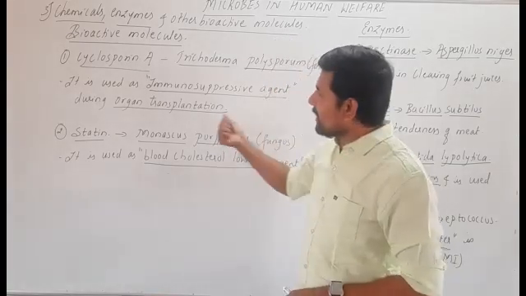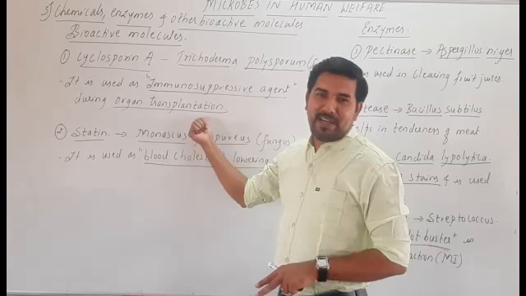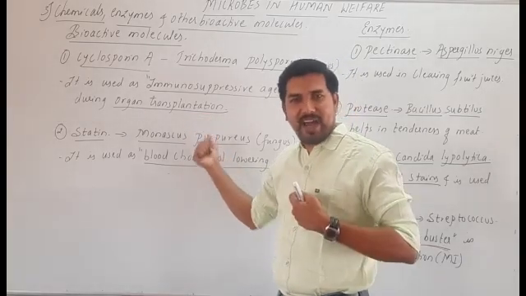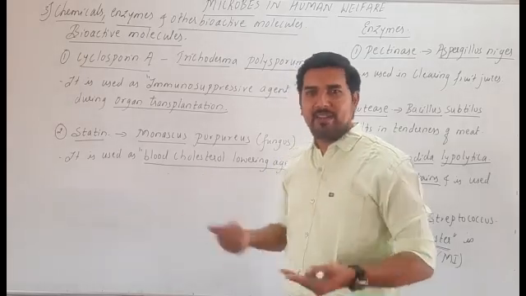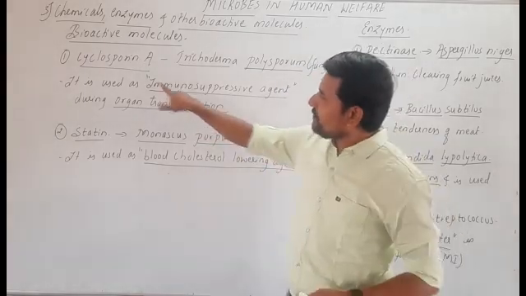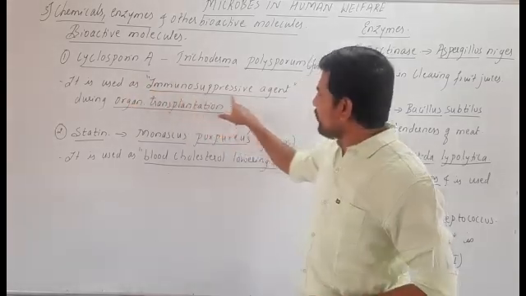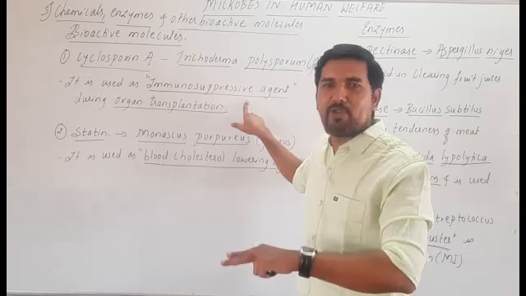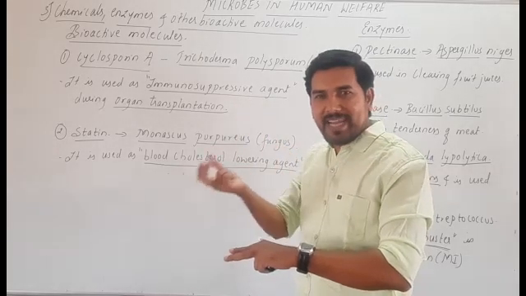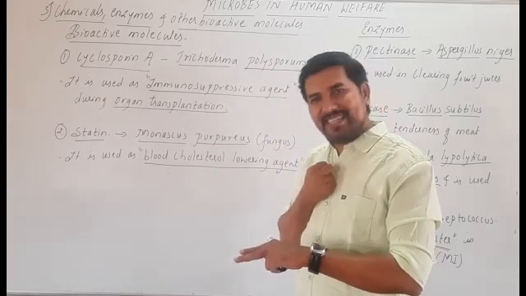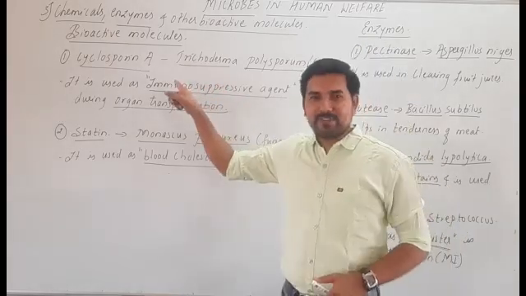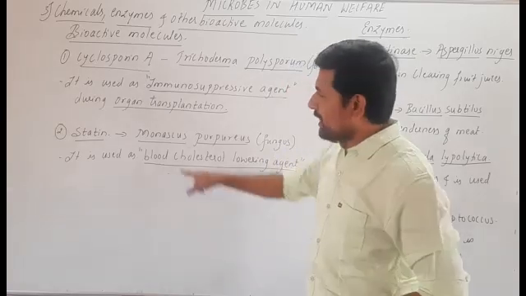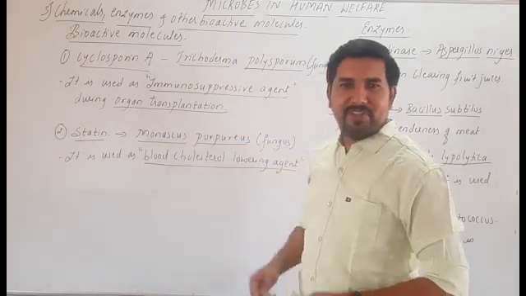That's why during kidney transplantation or any organ transplantation, even heart transplantation, cyclosporine A is used as an immunosuppressive agent, as it suppresses the immune system so that our body can accept these organs easily. Okay, so this is the function of cyclosporine A. It is available in the form of injections. Statin, again, is available in the form of injection only.